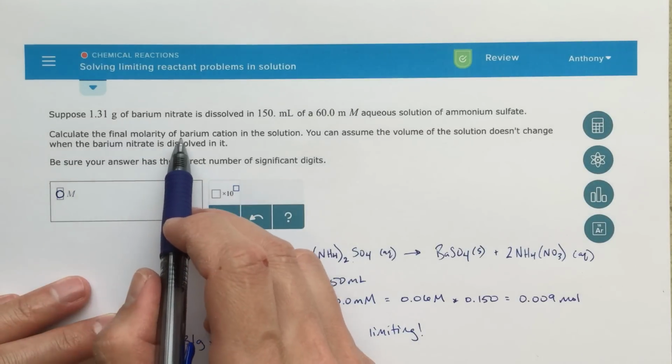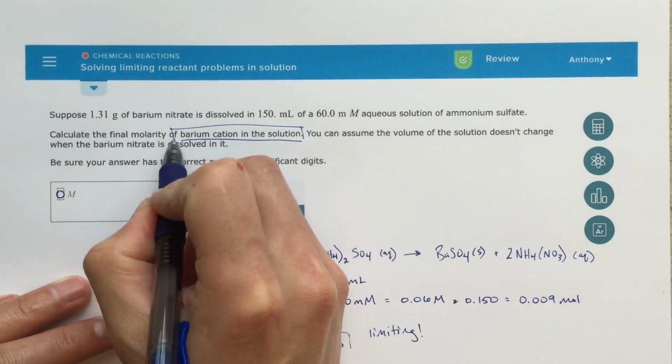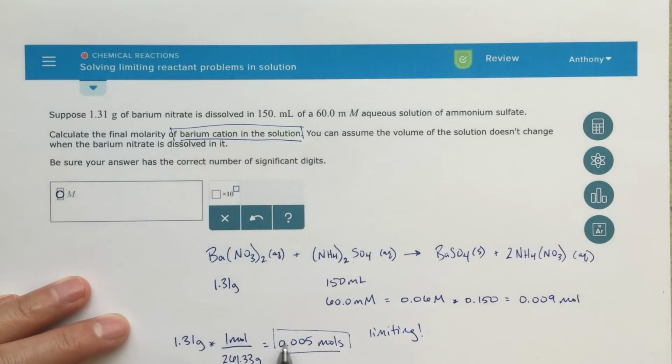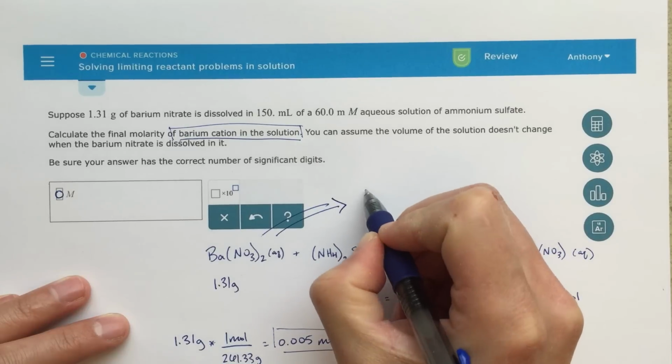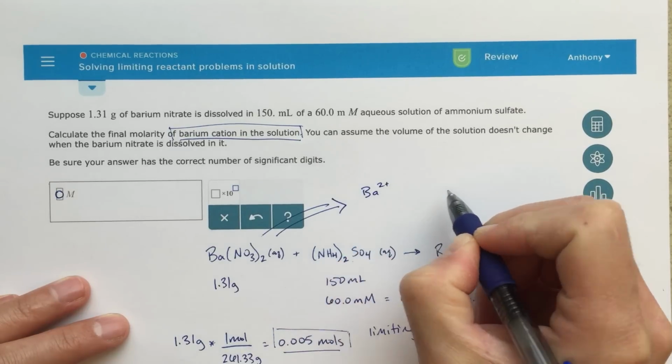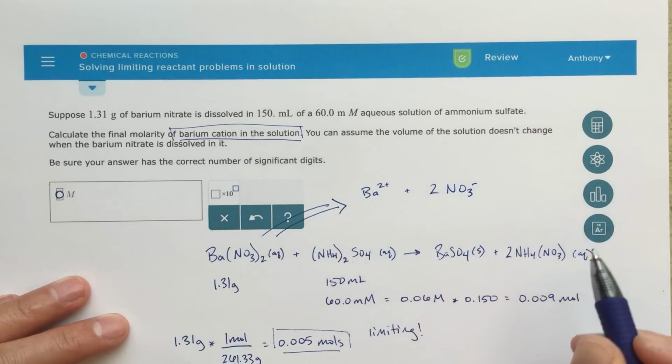My final molarity of barium cation in the solution, that's what we're looking for. And if all of that barium cation, if that's a limiting reactant, all of that barium 2+, right? Because remember that since this is aqueous, that means that I'm going to have barium 2+ ions floating around and 2 equivalents of NO3- ions floating around. That's what this sort of means, right?